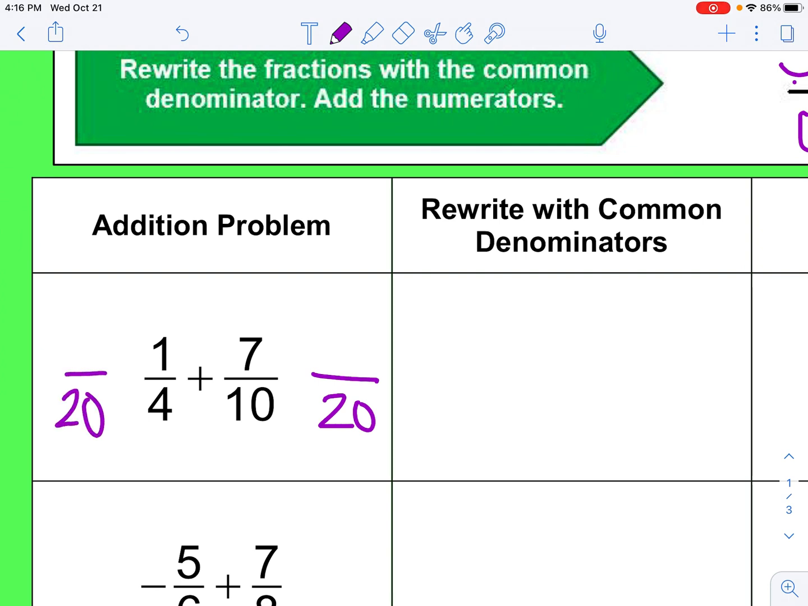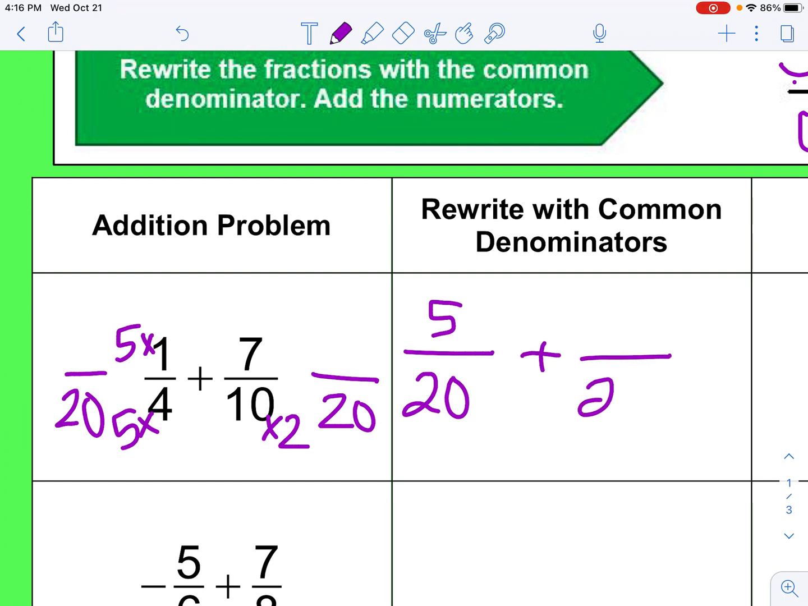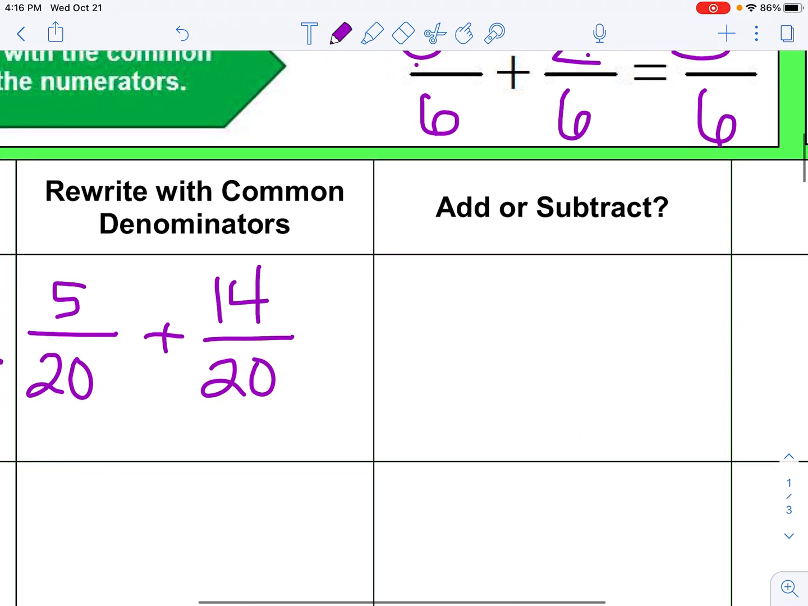So 10 times what gives us 20? Right, 10 times 2. And 4 times what gives us 20? Right, 4 times 5. So I'm taking 1 times 5, which is 5, over 20, plus 10 times 2 gave me 20, so 7 times 2 gives me 14. Alright, so that's what we're going to fill out in the first box.